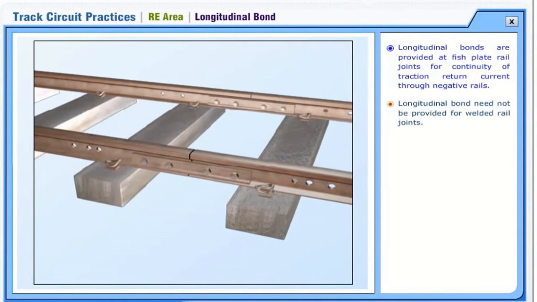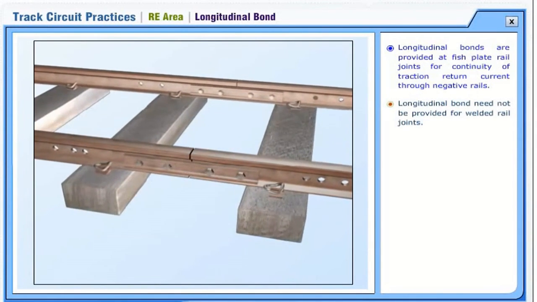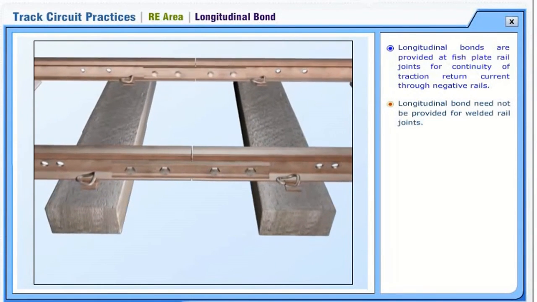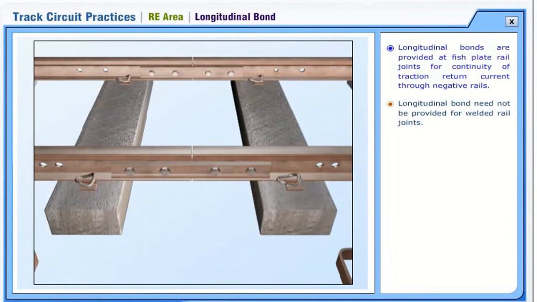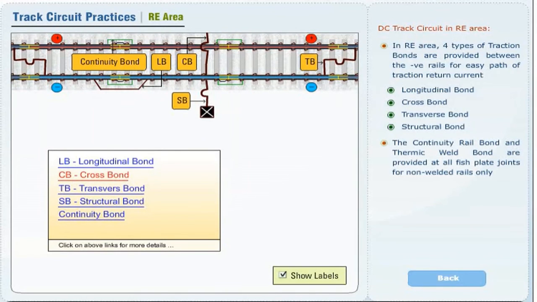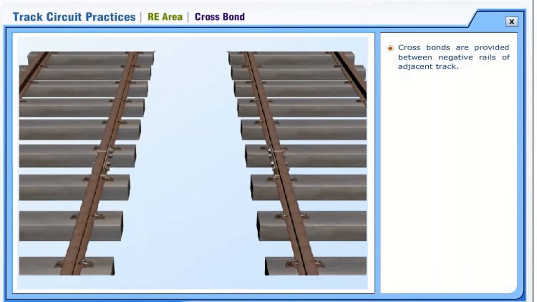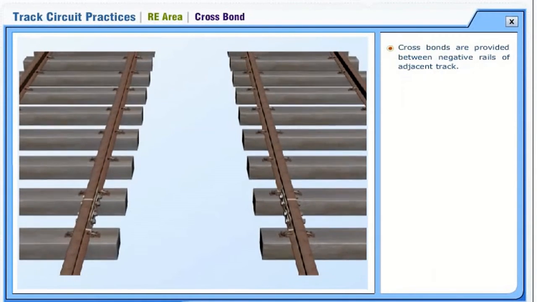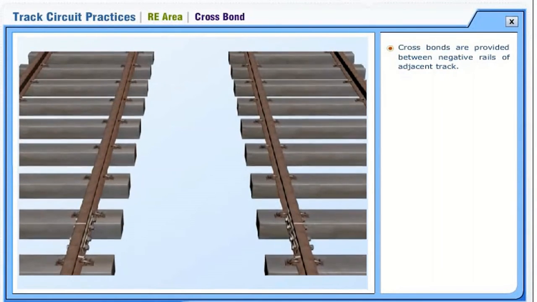Longitudinal bonds are provided at fish plate rail joints for continuity of traction return current through negative rails. Longitudinal bond need not be provided for welded rail joints. Cross bond. Cross bonds are provided between negative rails of adjacent track.